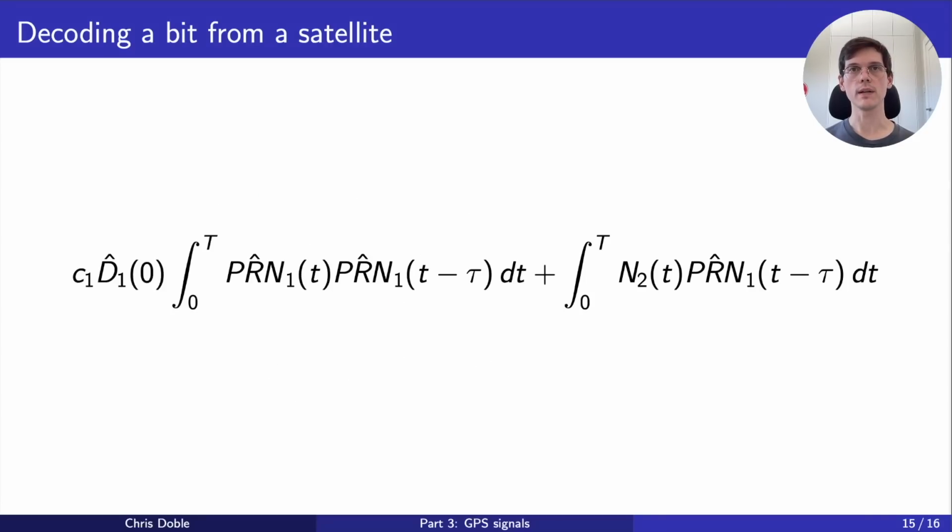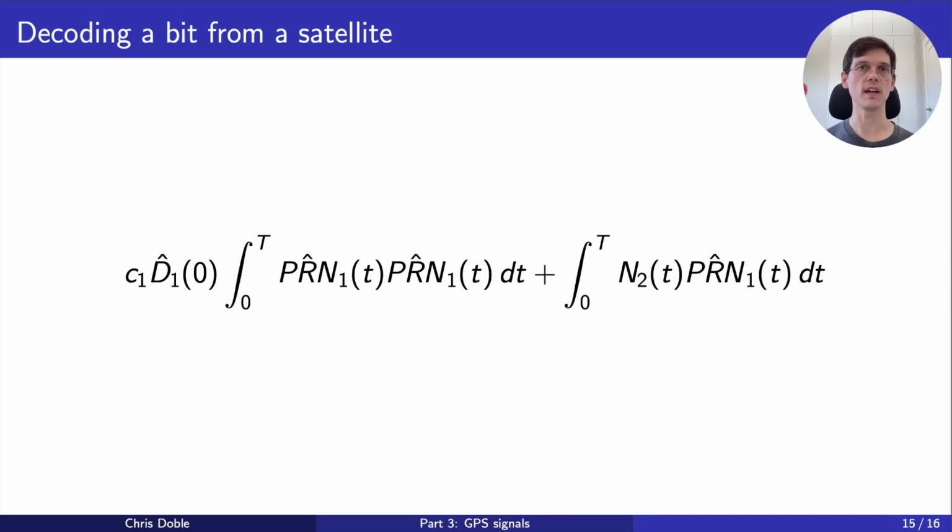The first is the correlation of satellite 1's PRN code with a potentially misaligned version of itself. Again, from the properties of PRN codes, we know that if they're misaligned, that integral will be near 0, the term will drop out, and we'd just be left with noise. We don't want that to happen, so we need to make sure that our copy of the PRN code is aligned with the satellites. In other words, tau needs to be 0, and it can be removed.